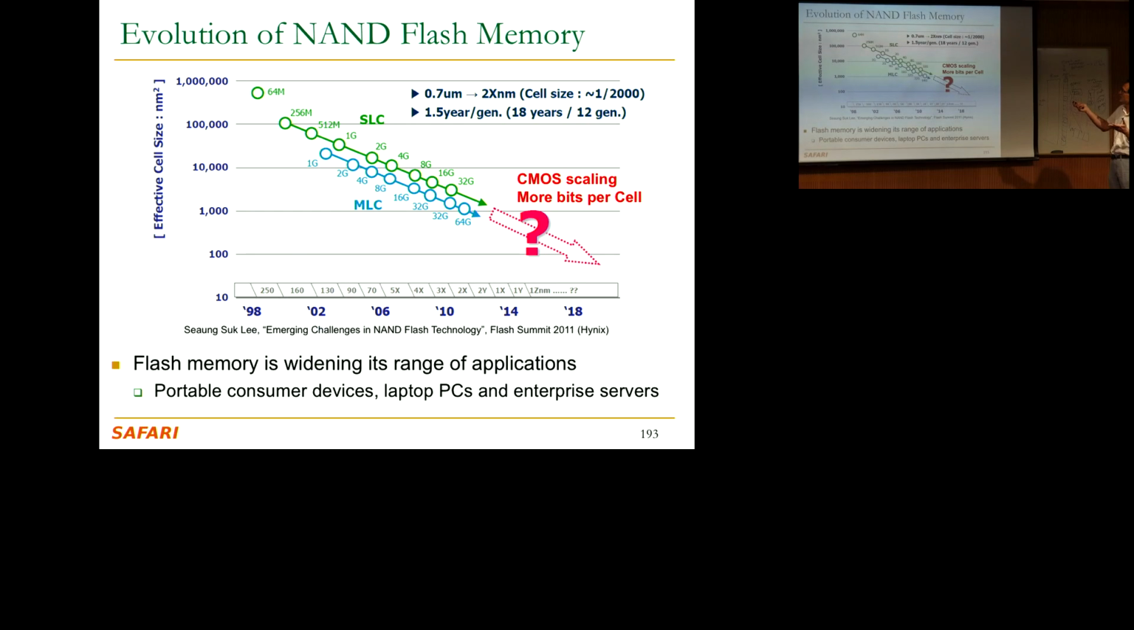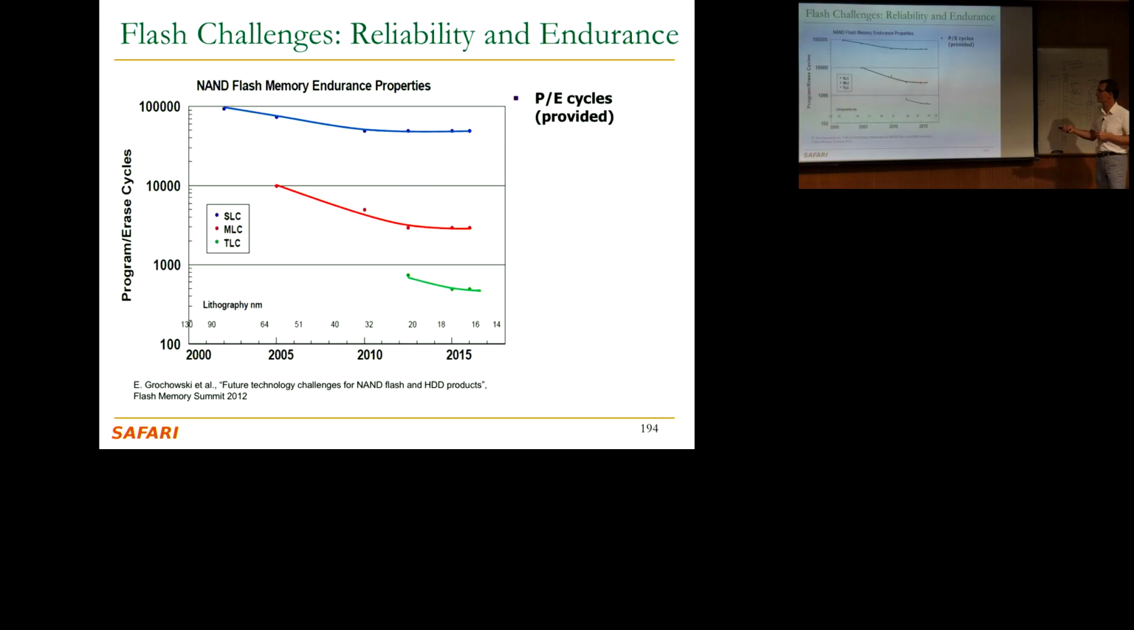You can see the cell size has reduced a lot from 0.7 micrometers to 2x nanometer at the time we constructed this. And it's still scaling. But at the time we started this research, it wasn't clear if it was going to scale, because people hadn't moved to 3D technologies. So I'm going to give you the error mechanisms that we observed in flash.